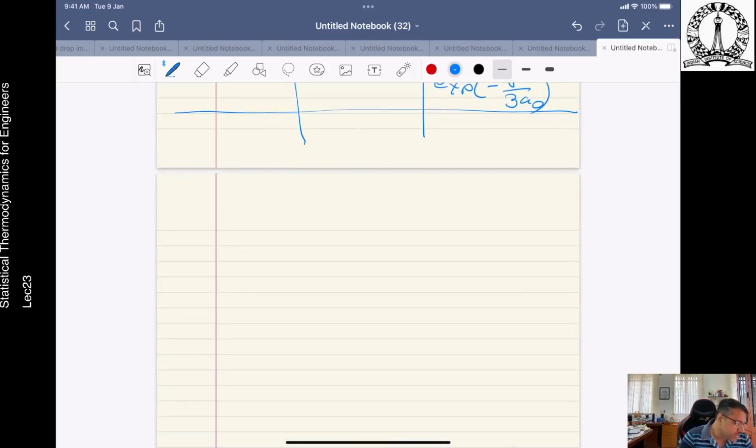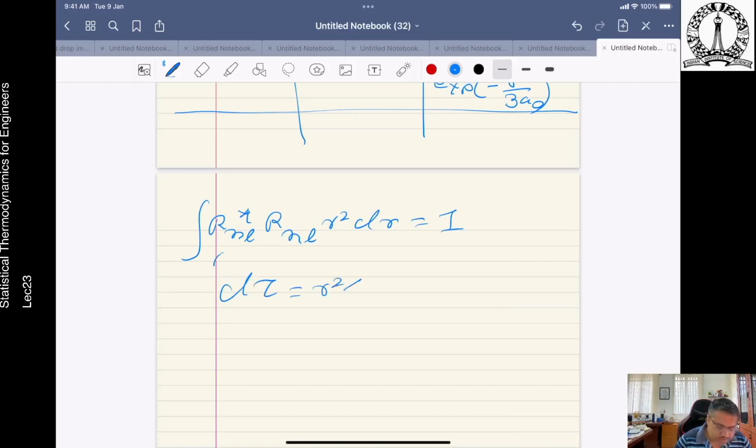As expected, each tabulated radial function has been normalized by integrating with respect to the radial portion of the differential equation. This is to assure that the integral of R n L star into R n L r squared dr is equal to 1, because your d tau equal to r squared sine theta dr d theta d phi.